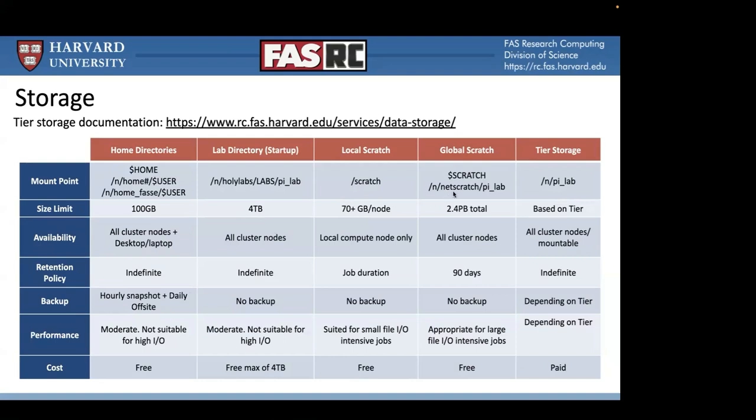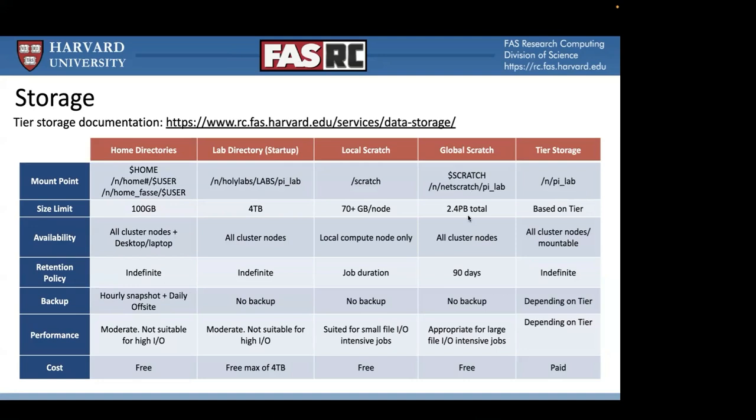If you have been using the cluster for a while, you'll know that we used to have something called Holy Scratch. Holy Scratch is going away. We have a new system. It's very shiny and fancy and fast, and it's called NetScratch. On NetScratch, every group has 50 terabytes of space.